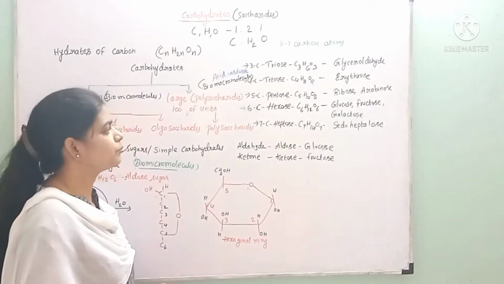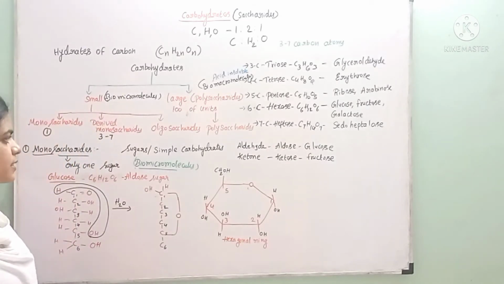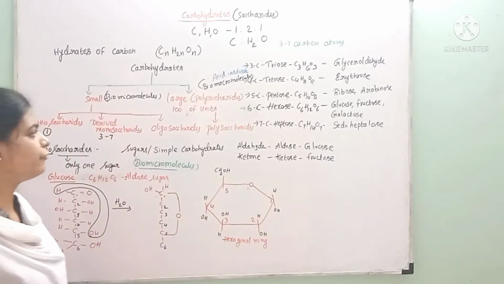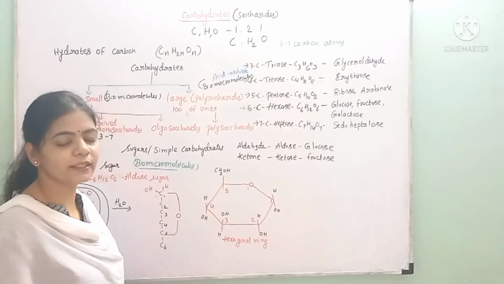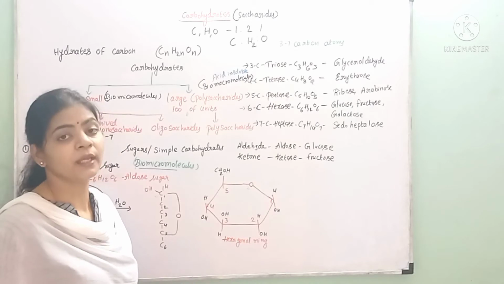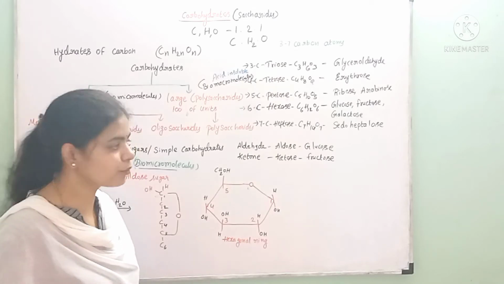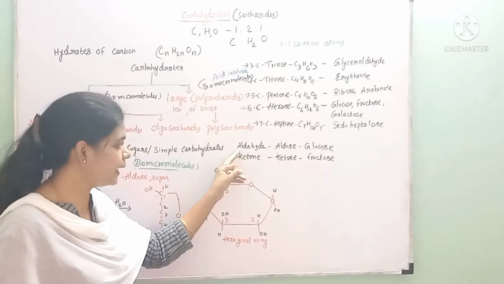Of these, the most important one is hexose sugar. In that hexose sugar, we will see one example. These carbohydrates may have a functional group, either an aldehyde or a ketone group. Aldehyde means CHO group, ketone means C double bond O group. Some carbohydrates have an aldehyde group.